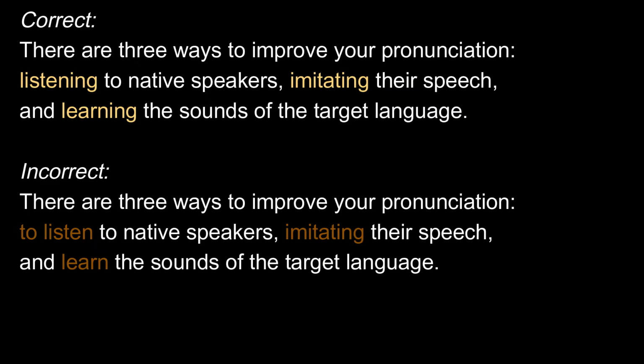There are 3 ways to improve your pronunciation: listening to native speakers, imitating their speech, and learning the sounds of English. So here we want to have 3 parallel forms. And in the example, we had a verb with to, and then we had a gerund, imitating, and then we had the verb learn. And so we had 3 different forms, and that sentence doesn't work. So we need to use 3 parallel forms here. So in my example correction, I'm using gerund, gerund, and gerund.